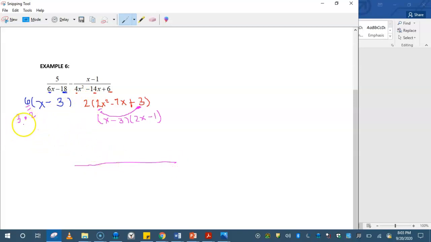Well, we know we need a 3, right? Times a 2, right? Times our x minus 3, all right? Now we already have x minus 3. We look at this next fraction. We already have x minus 3. We already have 2. We also need a 2x minus 1.